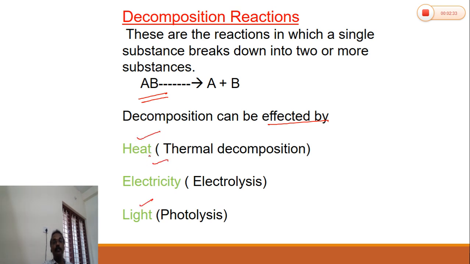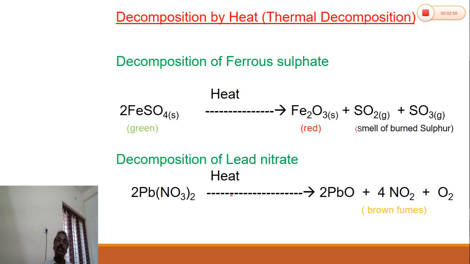If it takes place by heat, it is called thermal decomposition. If the decomposition is by electricity, it is called electrolysis or electrolytic decomposition. If decomposition is by light, it is called photolysis or photolytic decomposition. Now we will study them one by one. The first one is decomposition by heat, or thermal decomposition.